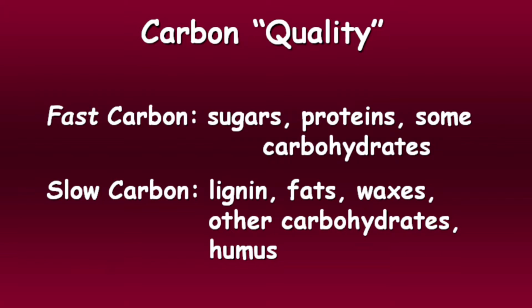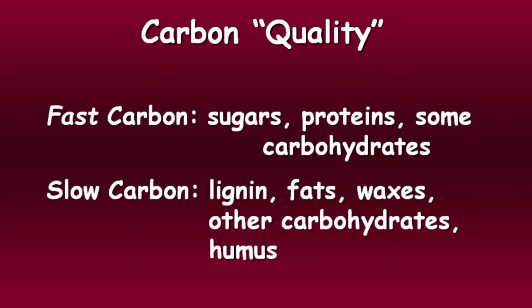Okay, carbon quality. Here's the key. There are organic compounds that have very easily metabolized carbon in them, things like sugars and proteins, some carbohydrates. The microbes can chew these things up really quickly, and I call these things fast carbon. Then there are those that are slower carbon.